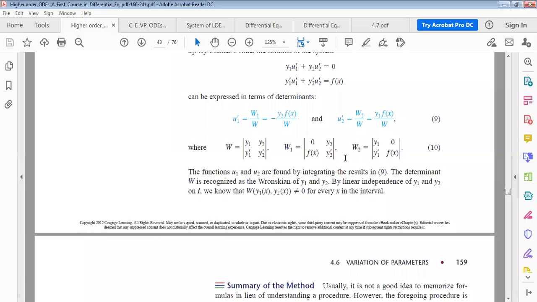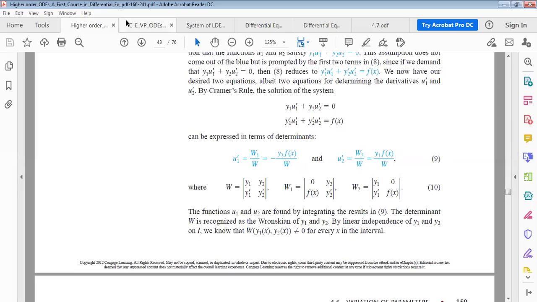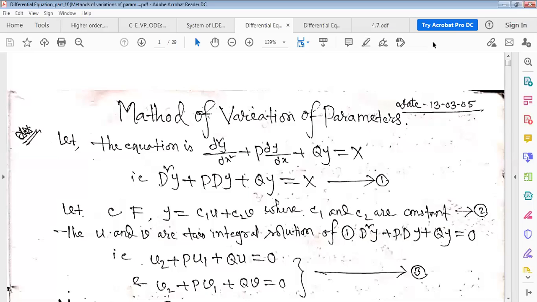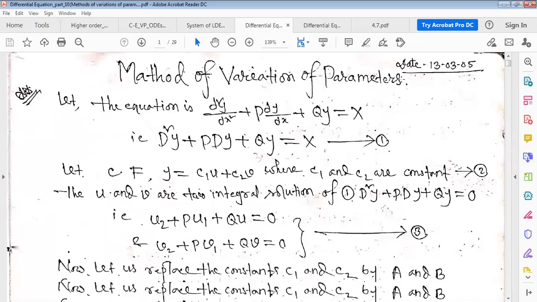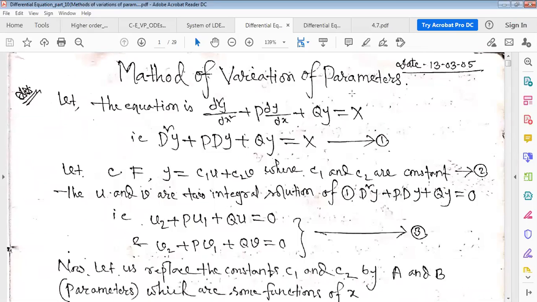Then we get the particular solution. Actually this method is called the variation of parameters method. Okay, method of variation of parameters.